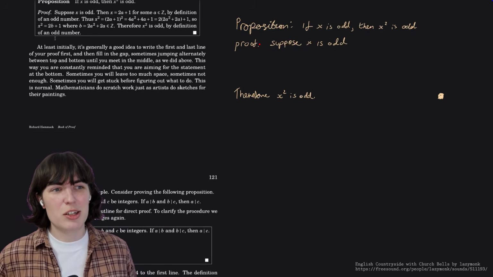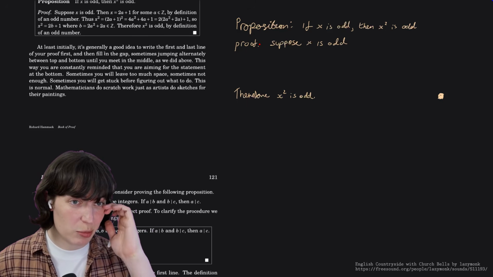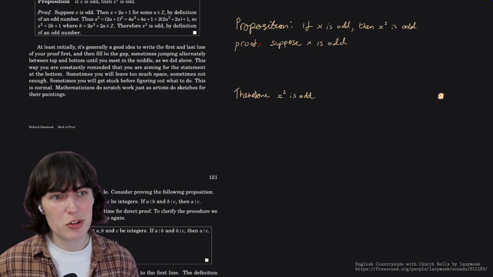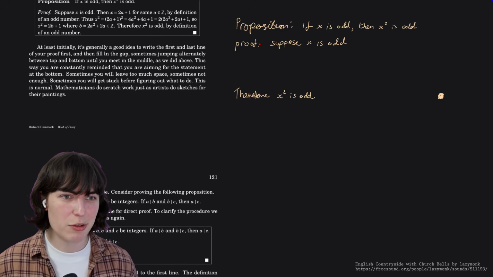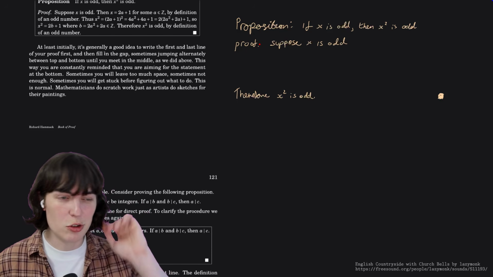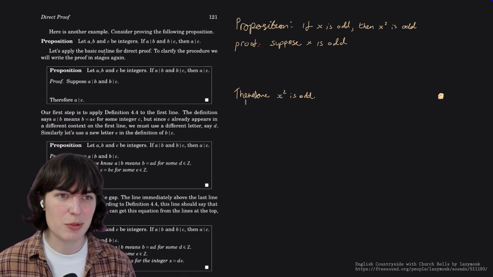At least initially, it's a good idea to write the first and last line of your proof first and then fill in the gaps, sometimes by jumping alternately between top and bottom until you meet in the middle, as we did above. This way you are constantly reminded that you are aiming for the statement at the bottom. Sometimes you will leave too much space, sometimes not enough. Sometimes you will get stuck before figuring out what to do. This is normal. Mathematicians do scratch work just as artists do sketches for their paintings.